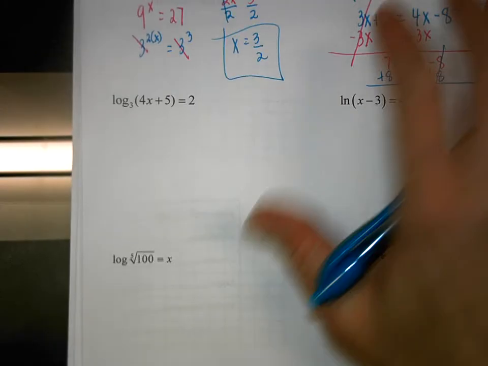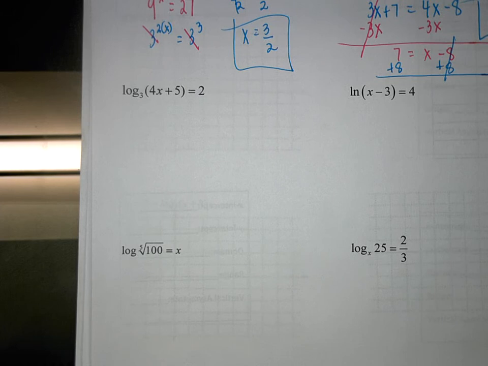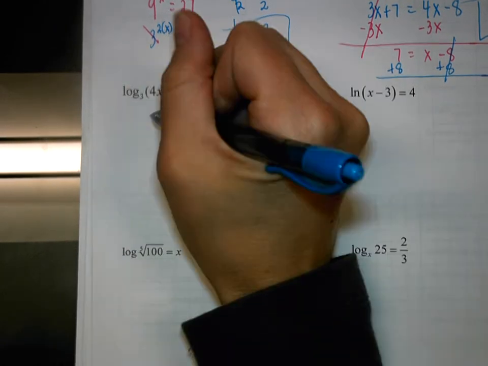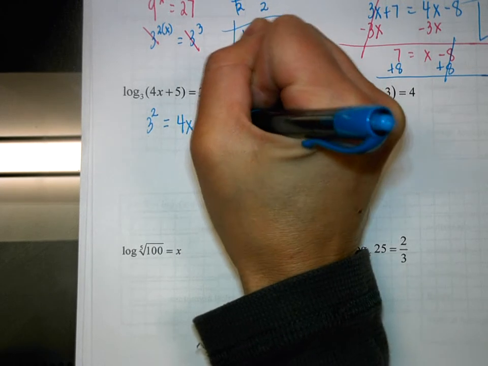Okay, is this a single log on both sides? So can I cancel it out? No, we can only cancel them out when we have a single similar log on both sides or a single base on both sides. So what would I do to solve this problem? What other strategy do we know? Very good. Change it to exponential form. So we would write this as 3 to the second power equals 4x plus 5.